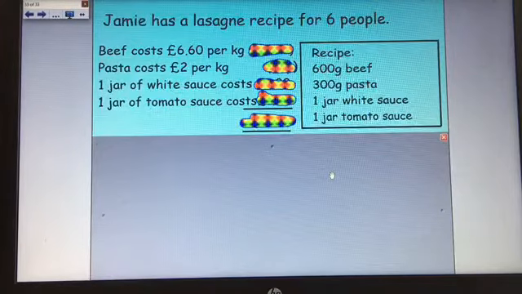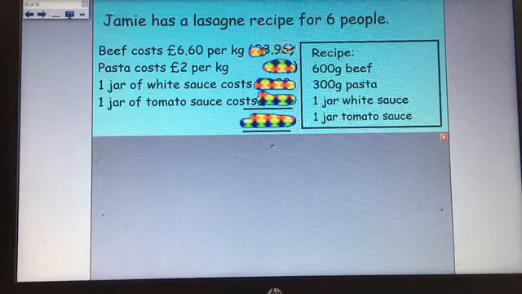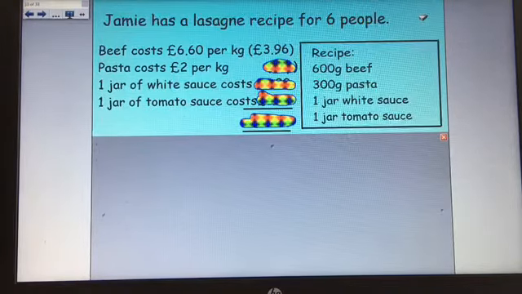Okay, so beef costs £6.60 per kilogram, but we don't need a kilogram, we need 600 grams. So I would first of all work out how much 100 grams would cost by dividing £6.60 by 10. Well, 100 grams would be 66p. And then multiply that by 6 because it's 600 grams. You should hopefully have worked out that the beef will cost £3.96.